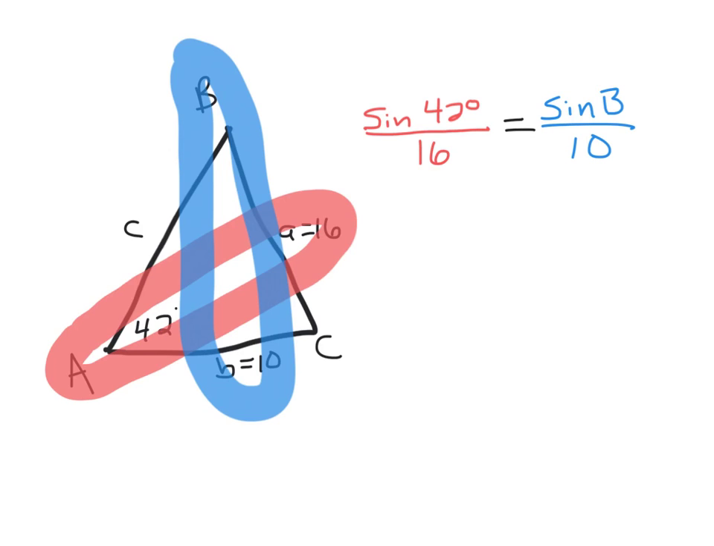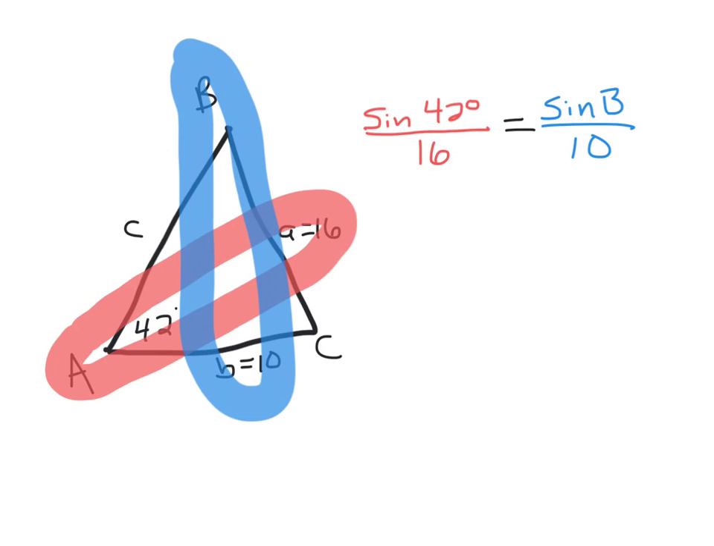Once again, you take sine of an angle over its opposite side, which is what this says. That will always equal sine of an angle over its opposite side. This is only true within the same triangle. So if you had multiple triangles, you couldn't compare them.